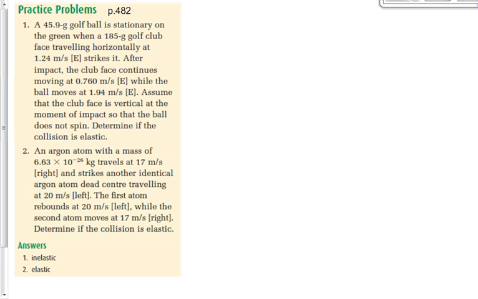Two pool balls, similar type thing. Although it's not perfectly elastic, it's going to be very close to elastic because the pool balls don't compress. Two curling rocks, same kind of deal. They don't compress very much, so you're not going to lose very much energy.